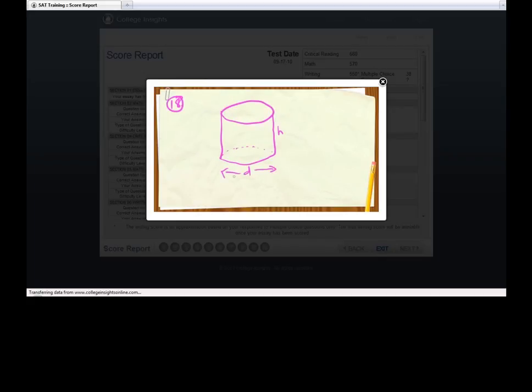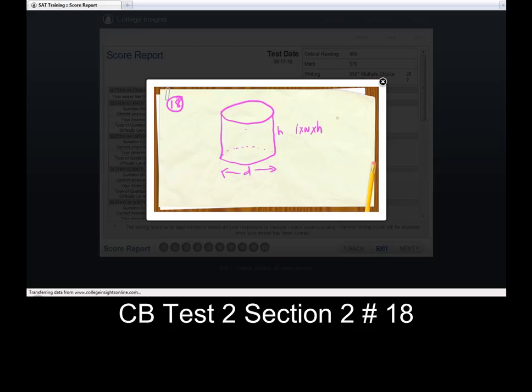For question 18, we're going to stick a rectangular solid inside of this circular cylinder, and we need to figure out which would represent the volume of that rectangular box. Well, volume is length times width times height for a rectangular solid.